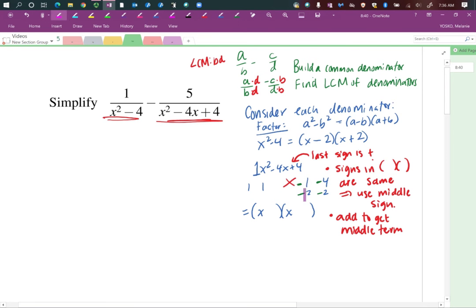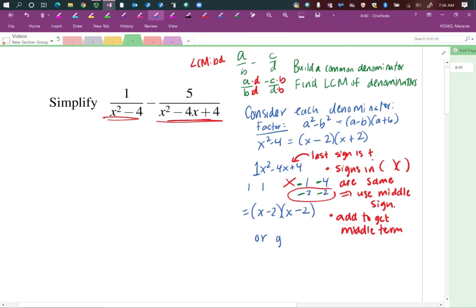And look at the next one. Negative 2 with another negative 2. So negative 2 plus negative 2, we get a negative 4. We're going to use this one. So if your lead coefficient is 1, you can just put these guys in the back.